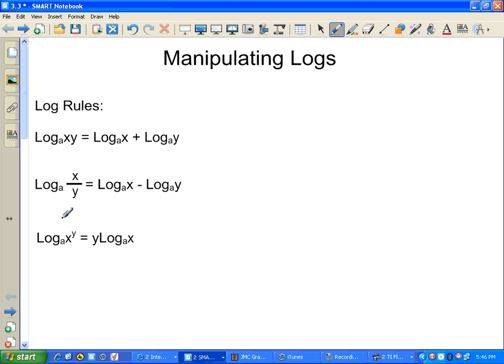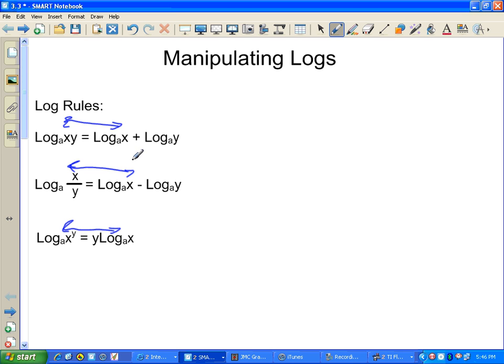And the last rule is, if you've got the log of something with a power on it, you can drop that power down in front of the log. So it'd be that power times the log of x. And these rules go either way. So if you have a sum and you want to go back towards multiplying, or if you have a difference you want to go towards divide, you can go either way with these.